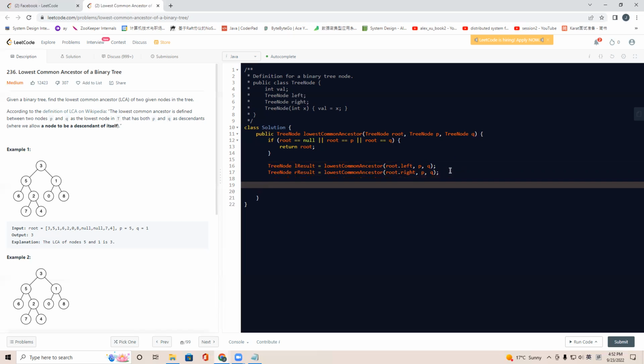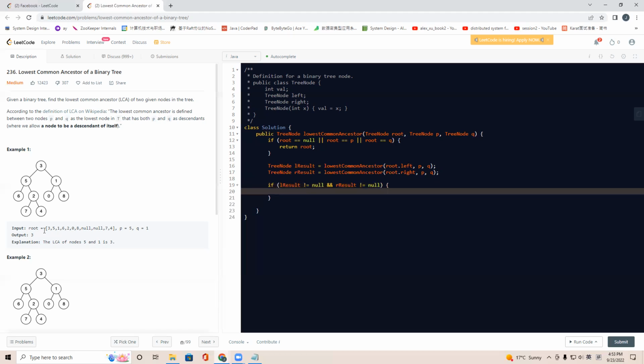So let's say if L result is not null and right result is not null, that means we found P or Q on the left and on the right. We cannot find the LCA on one side.